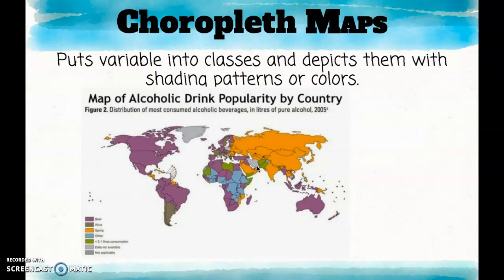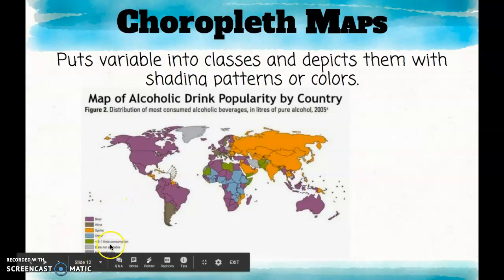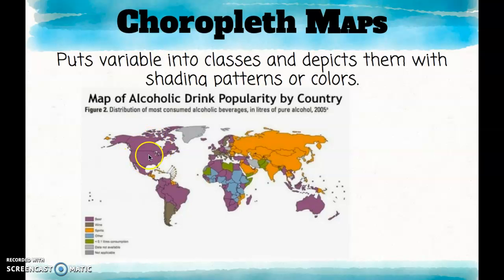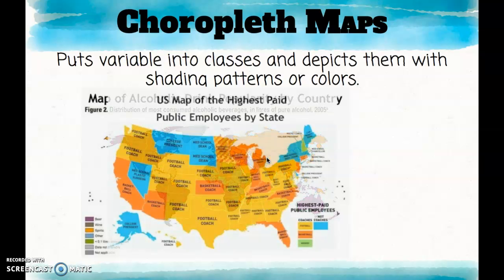Here's another example, a map of alcoholic drink popularity by country. So again, you can see the different colors are used to represent different types of alcohol. So we can tell from this map that beer is a favorite here in the United States and some of South America. But if you travel over here to Asia, we've got a lot of people that prefer drinking spirits. So that would be like liquor.